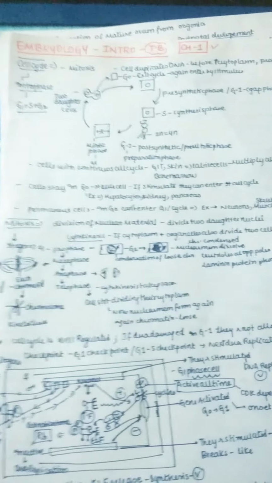Here G2 is a post-synthetic or pre-mitotic phase, because it is after synthesis and before the mitosis phase. So it is the post-synthetic or pre-mitotic phase, and this G2 is also a preparation phase.